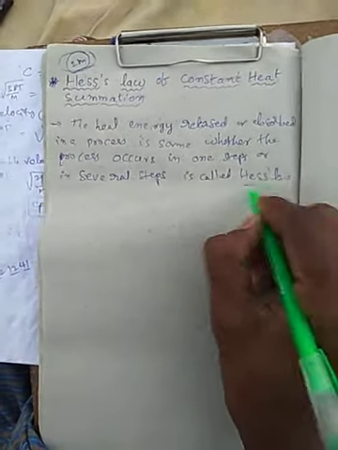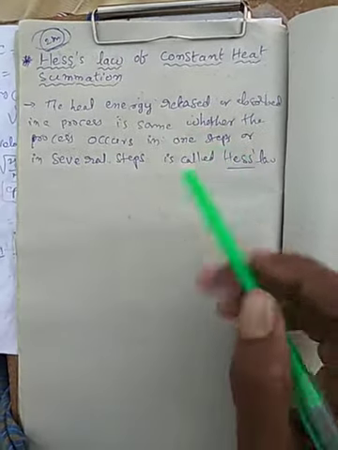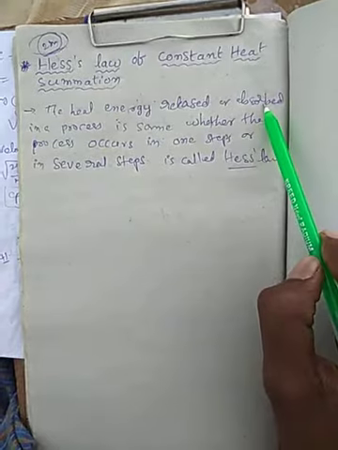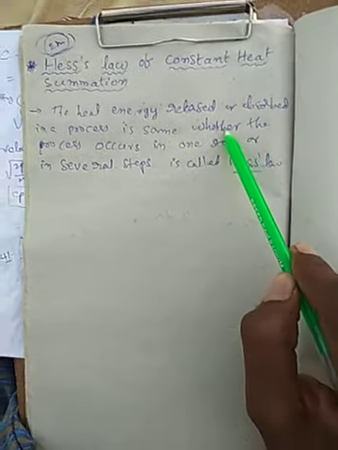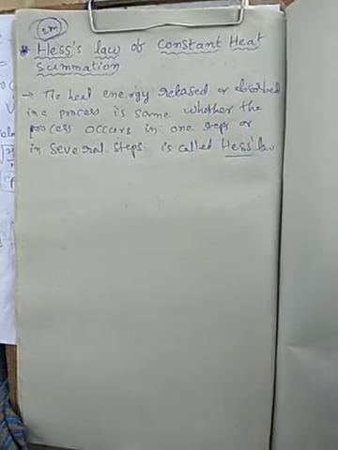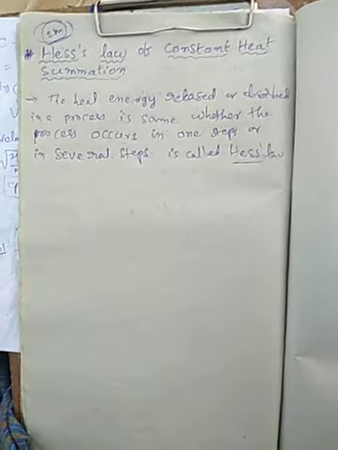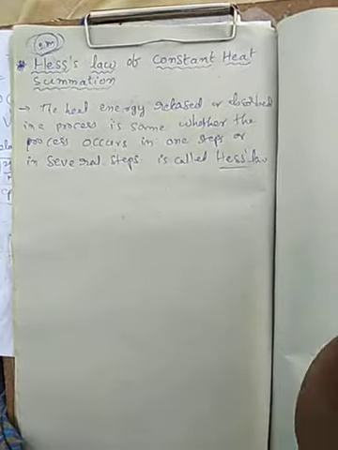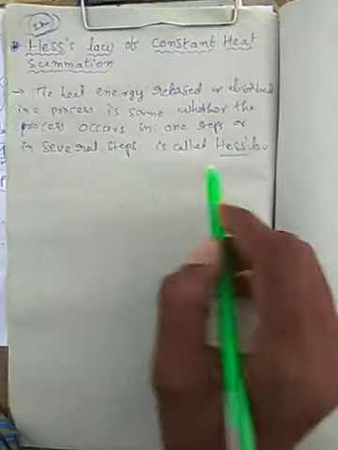Hess's law is a very important question for the board exam. Carefully, I am going to revise one more time. The energy released or absorbed in a process is the same whether the process is completed in one step or several steps. This is called Hess's law. Whether the chemical reaction is completed in one step or several steps, this is called Hess's law.